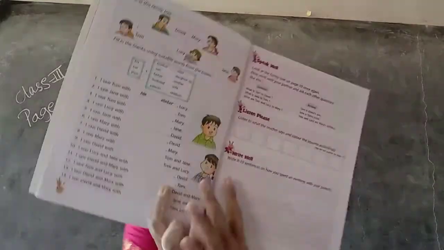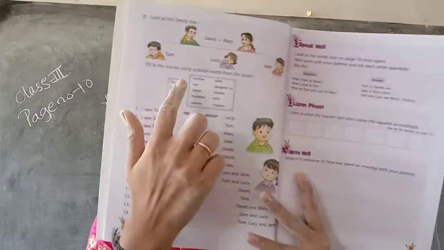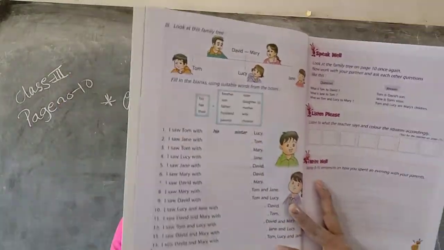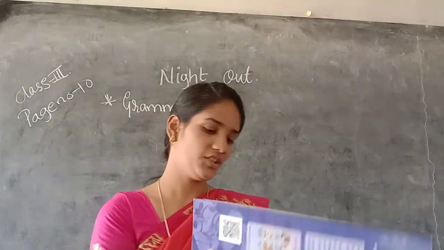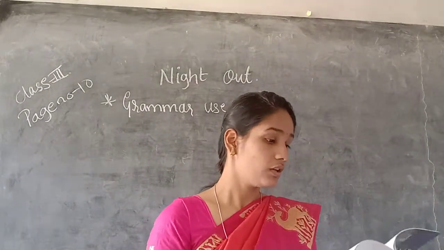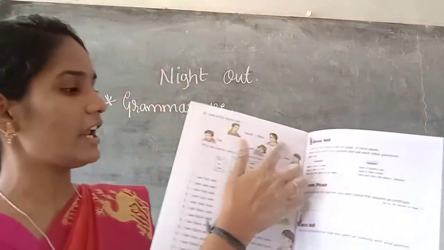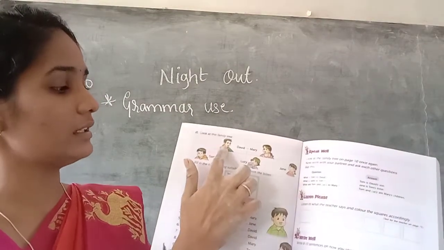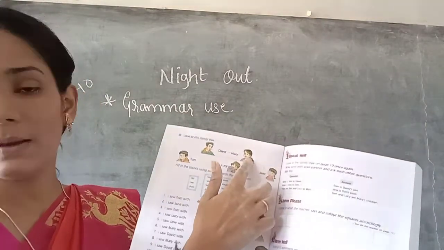See here, students, they have given some pictures and they have given a family tree. So we have to look at this family tree. So what we have to do? Here, dad and mom are there. Dad's name is David. Mom's name is Mary.